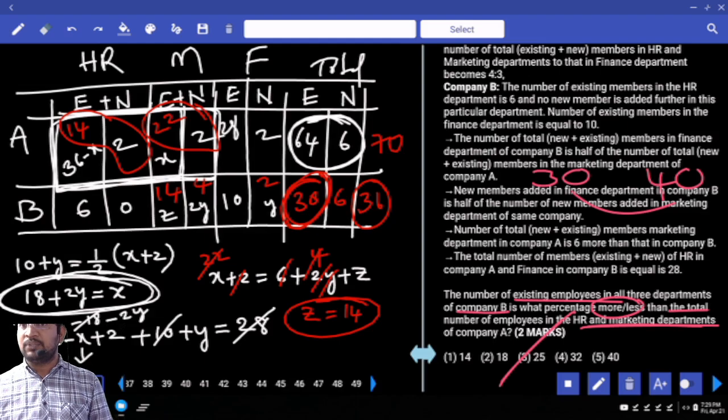Whenever they ask more or less, we go for the difference. So after that, whichever comes after 'than', that value we have to keep in the denominator. Shall I go for the next question?